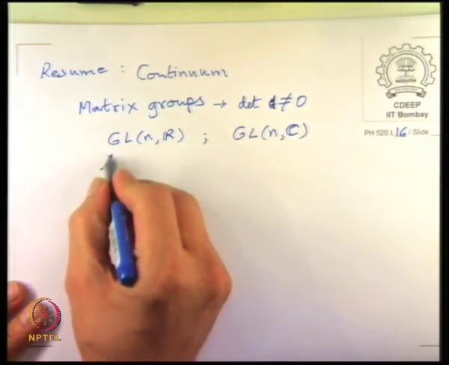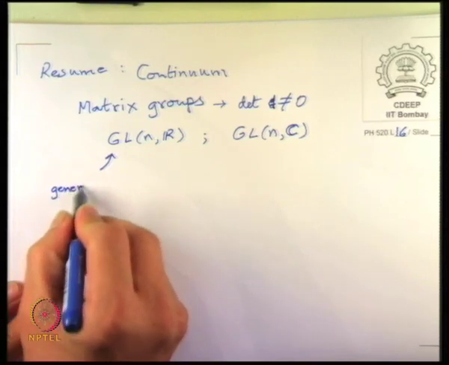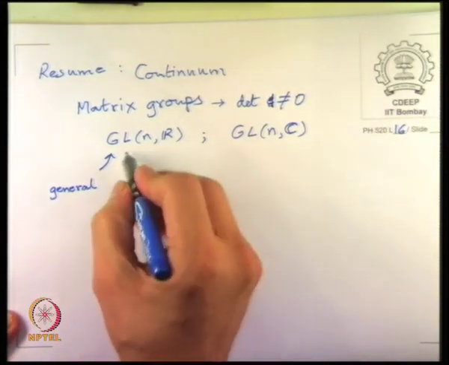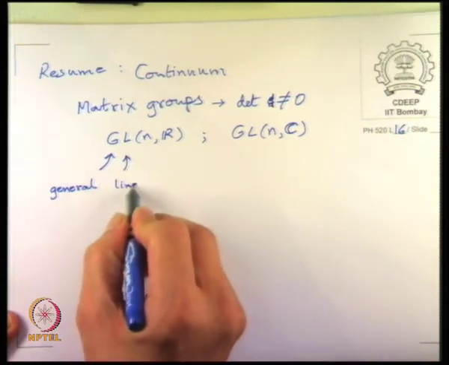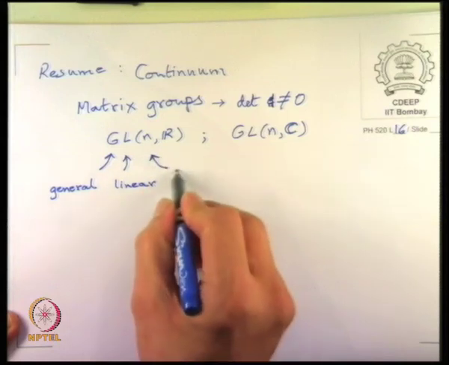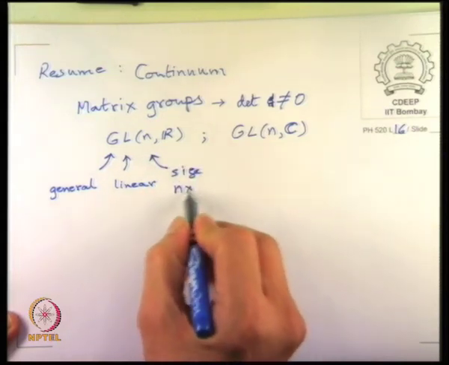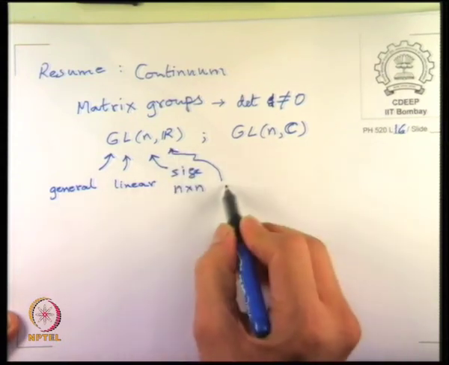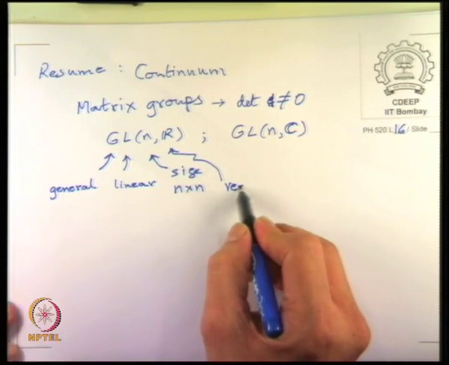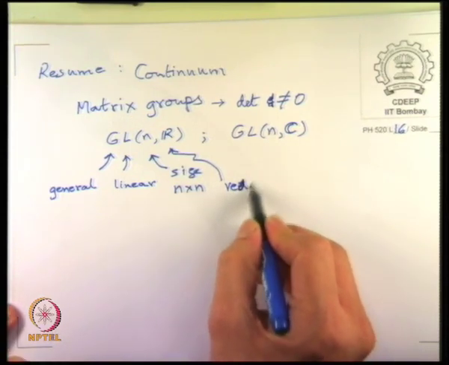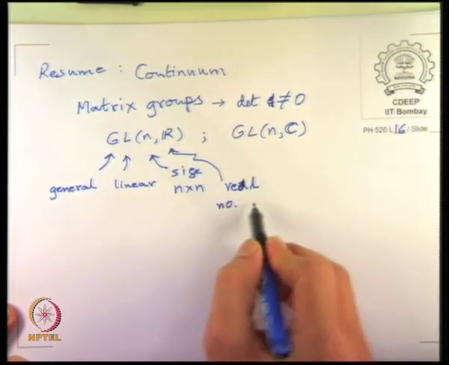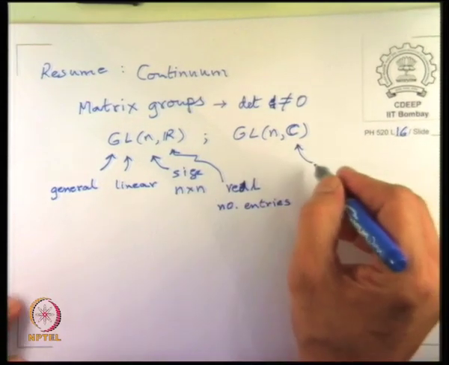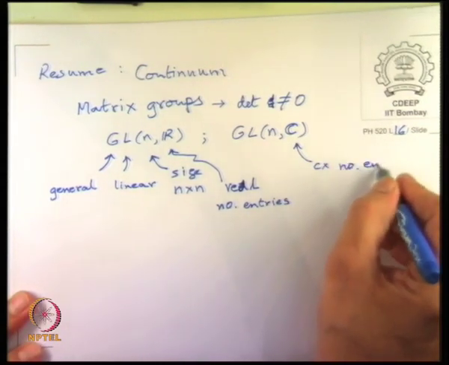Where the G just says general, that is as general as it can get, subject to only this condition, determinant not equal to 0. And L just means linear. N is the size of the matrices, n by n, and R means it is over reals. So it is over a real vector space, or we can for this say real entries, and here it is complex number entries in the matrix.